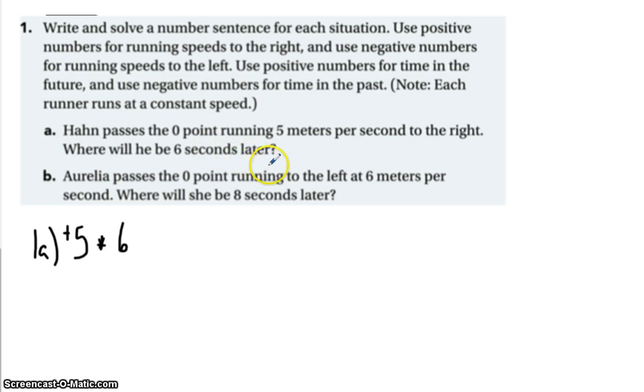Now, 6 seconds later implies that it's going to be happening in the future. So therefore, it's going to be a positive number. Well, this works just like positive multiplication that we learned a long time ago back in elementary school, where 5 times 6 equals 30. Okay, so that would be a positive 30 meters, because it asks how far or where will he be. So he would be 30 meters to the right. We'll go ahead and finish labeling our answer. Okay, very simple. All right, let's try another one.